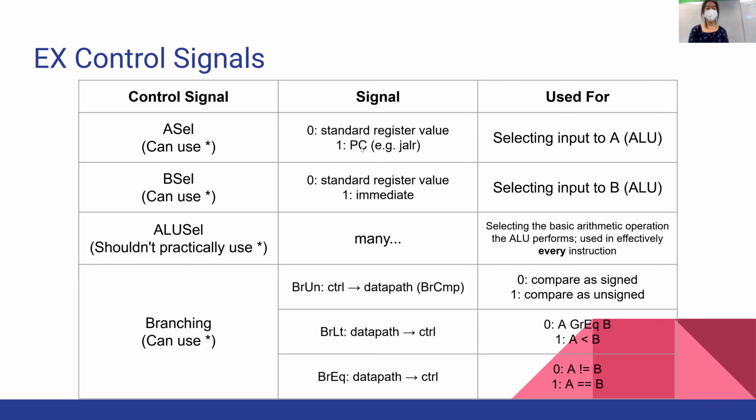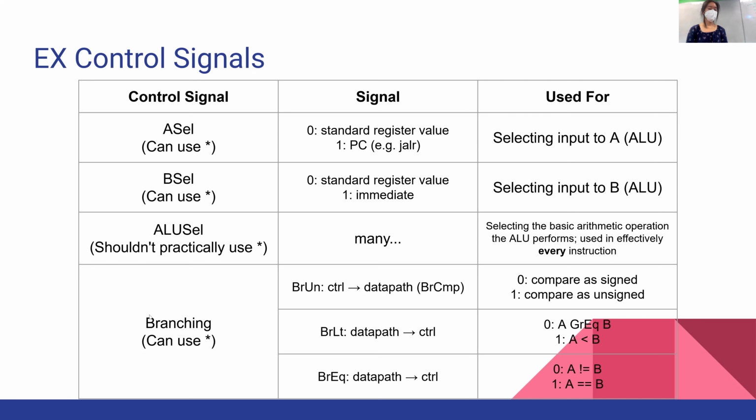And then for A and B, this selects the input to A or B for the ALU. 0 for A sel is the standard register value from data A, and 0 for B sel is the standard register value from data B. And then for A, the 1 selector is the PC. So this is used for JAL, sorry, not JAL-R, it's supposed to be for JAL. I'll fix that afterwards, but this is supposed to be for JAL, for branch, etc. And then for the B mux, it's going to be an immediate.